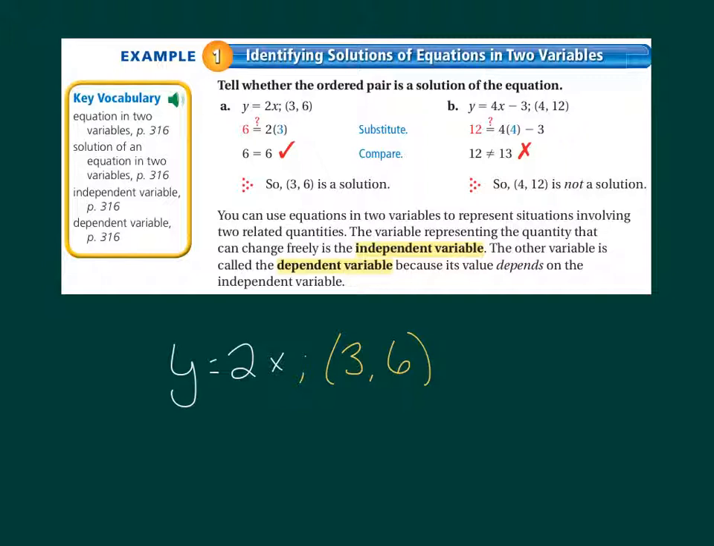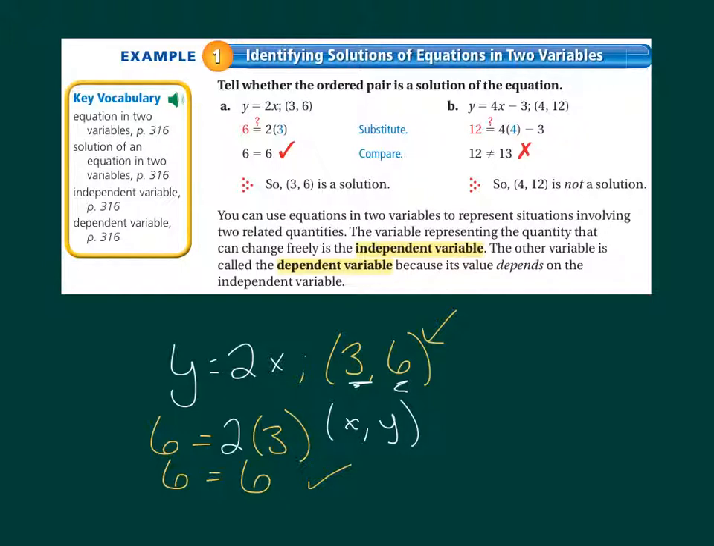Well, before we can do anything, we have to know where to plug these numbers in. So again, in any ordered pair, we should know that the ordered pair goes x, y. So we're going to take this value 3 and plug it in for x. We're going to take this value 6 and plug it in for y. So now it's going to say 6 is equal to 2, which is from the formula, times 3. And they're saying, is this a true statement? Well, yeah, 6 is equal to 2 times 3, which is also 6. That checks out. So that means that this point right here, 3, 6, is a solution.